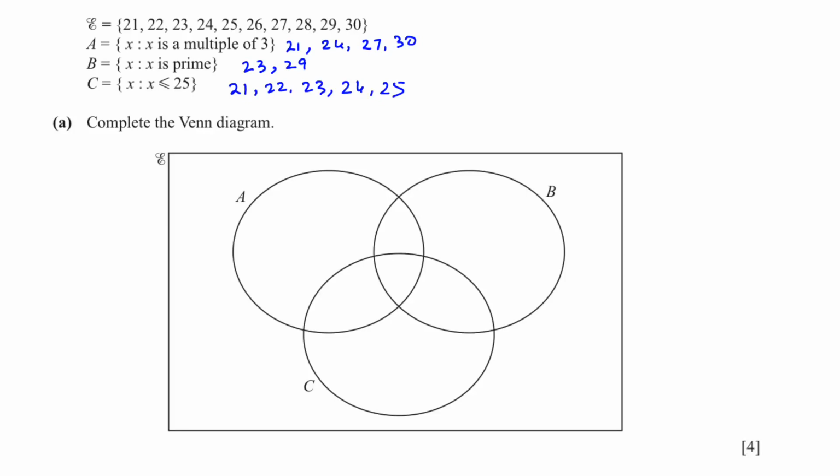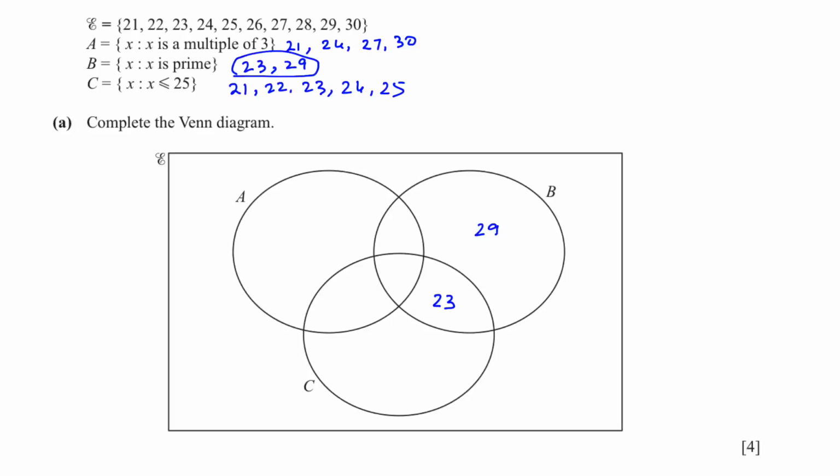To complete the Venn diagram, let's see what is common in each set. A and B and C. There's nothing common in all 3 sets, so the middle part of the Venn diagram is going to be empty. Then let's check A and B. A and B also nothing is common. Let's check B and C, what is common? 23 is common. So that will come here. And what is remaining in B? 29. We'll write it here.